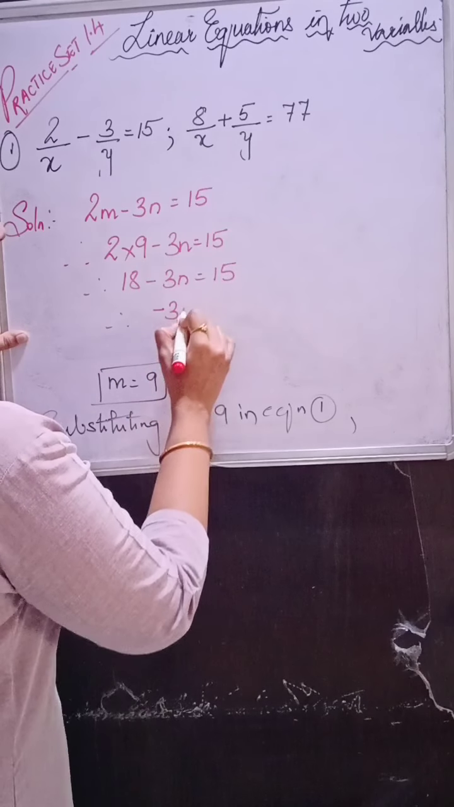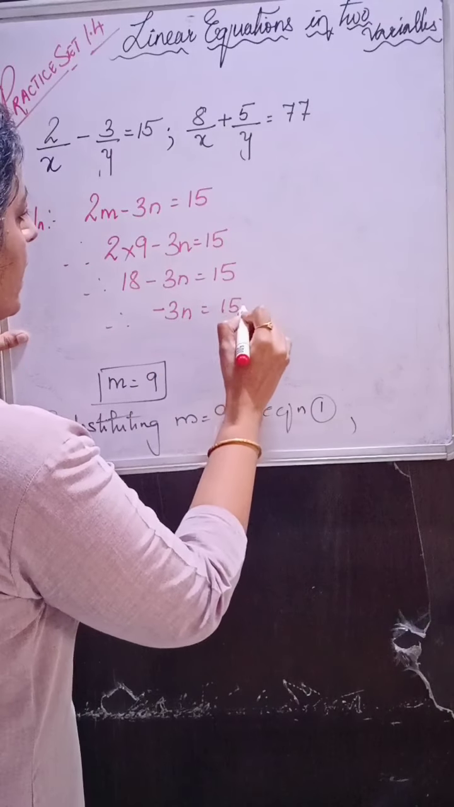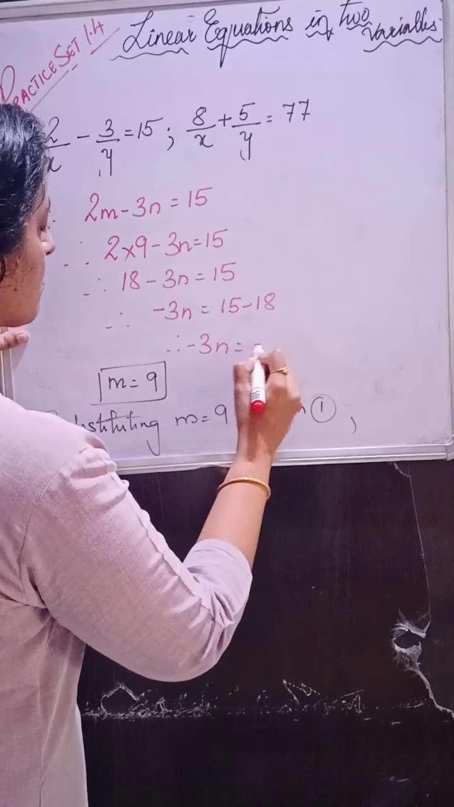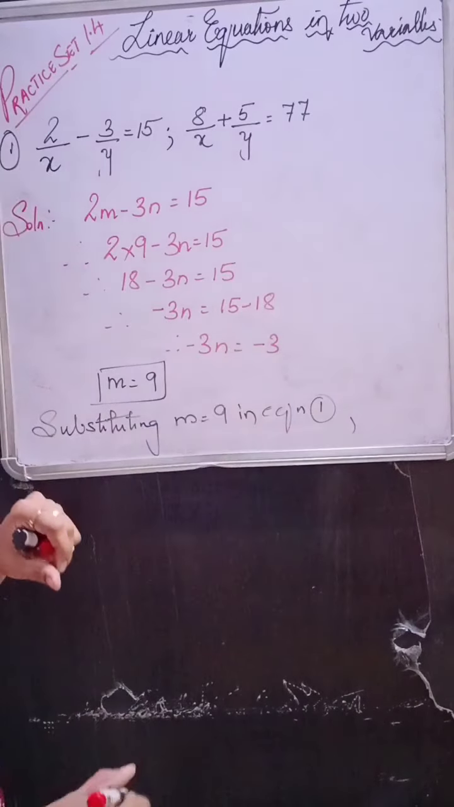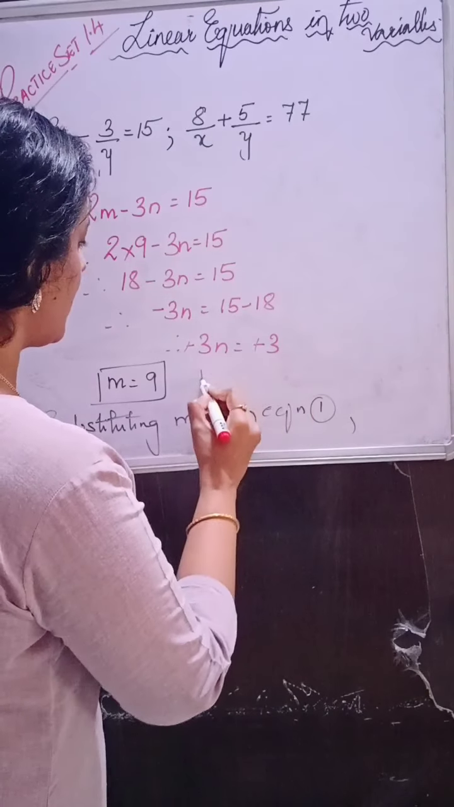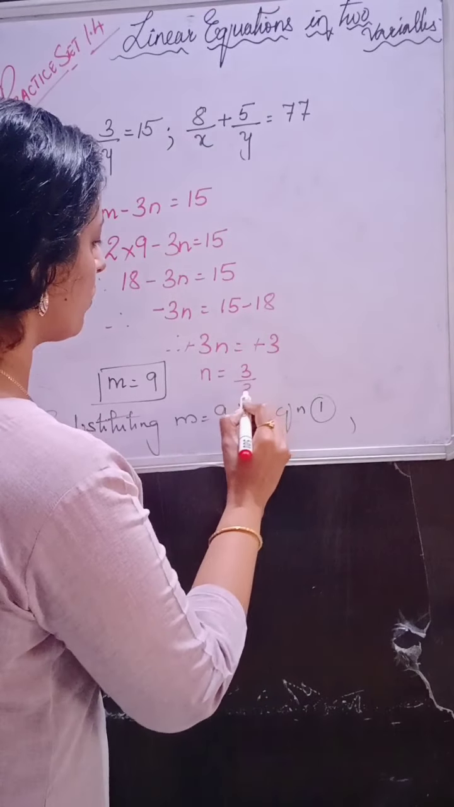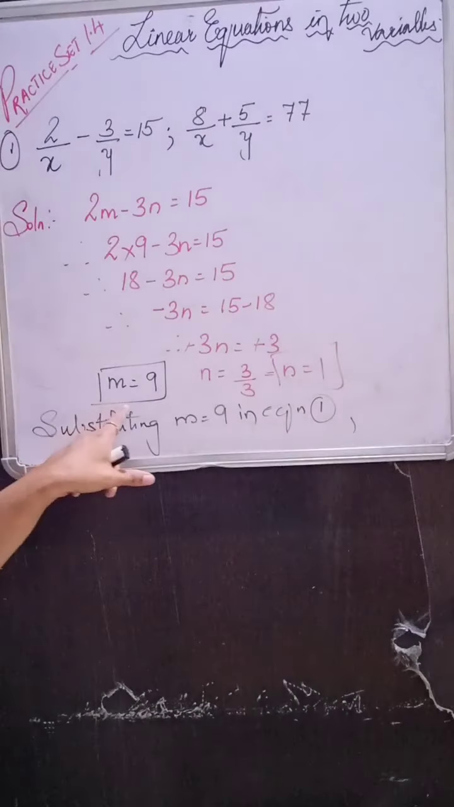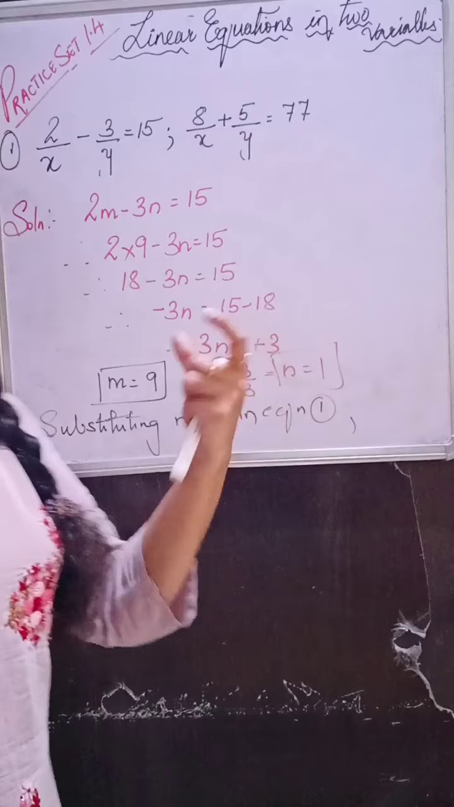Minus 3n is equal to 15 minus 18. Minus 3n, you are getting it as minus 3. Minus minus cancel. n is equal to 3 upon 3 and we got n as 1. So m we got 9 and n we got 1.